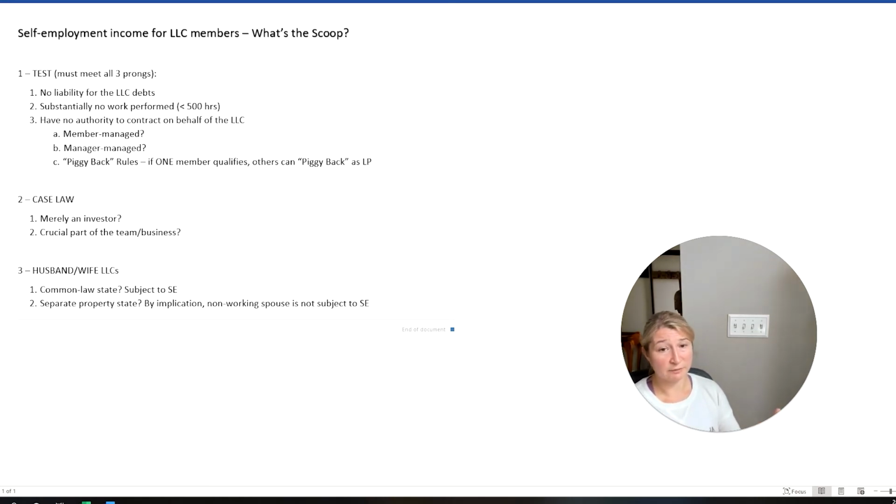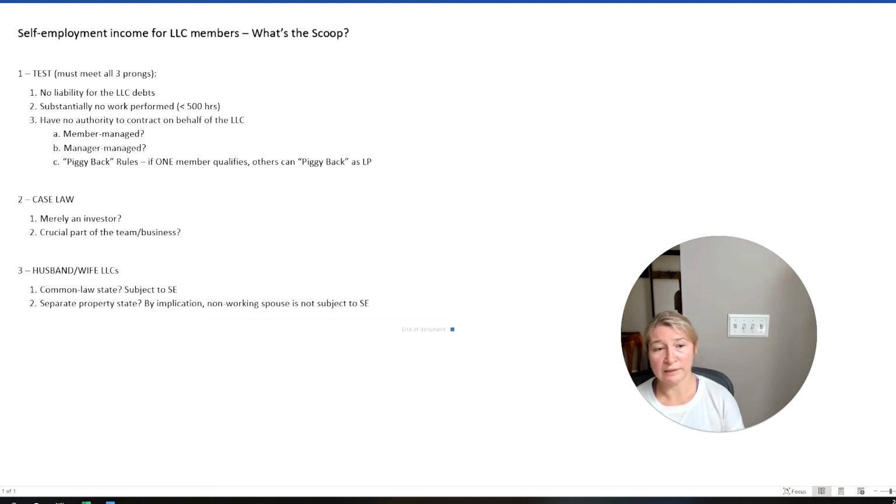So they still have to meet other qualifications for this, but just the mere presence of being a manager should not disqualify them automatically from being a limited partner because of the piggyback rules. So now that we have that, what if you do not meet all three of the above tests? Maybe you do more work, or maybe you can commit the LLC to contracts and you don't qualify under these tests. Well, then we'll look at case law.